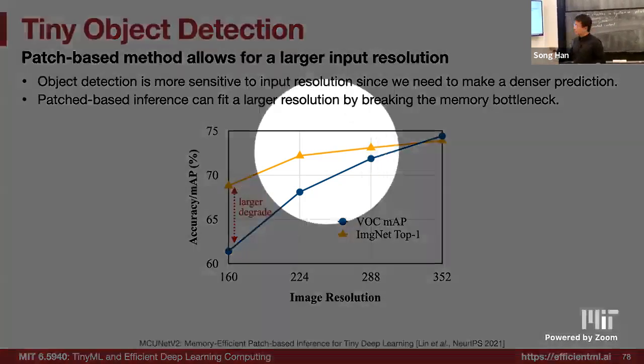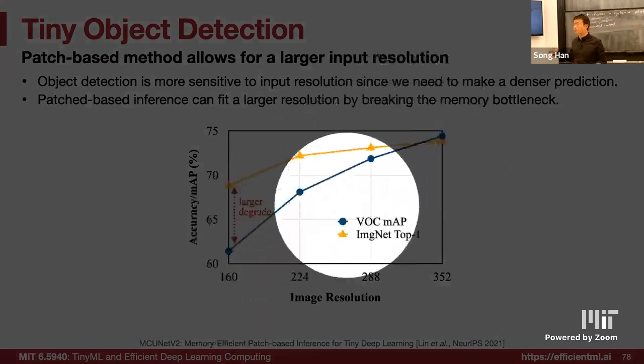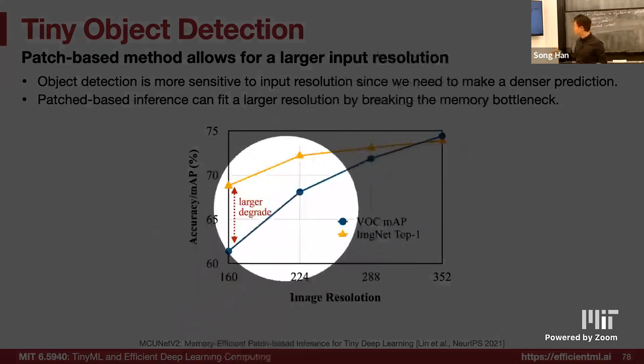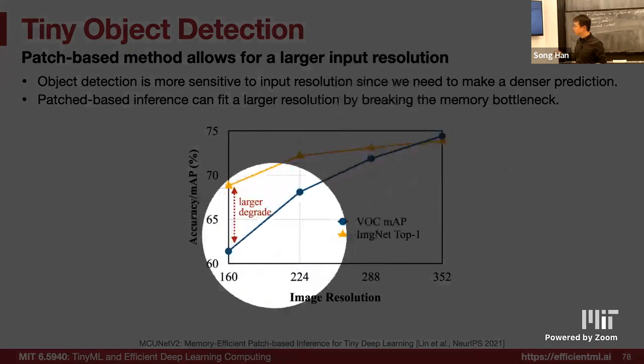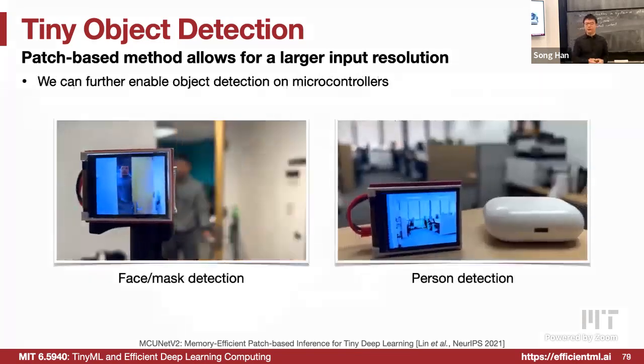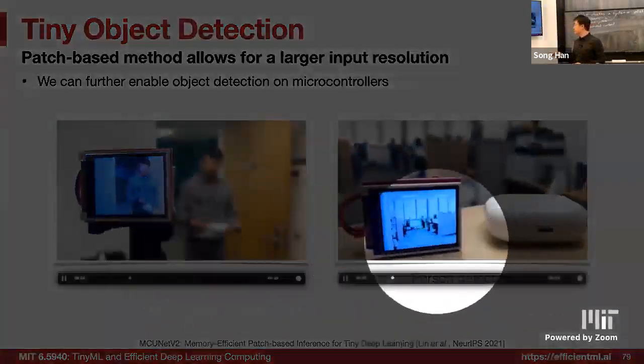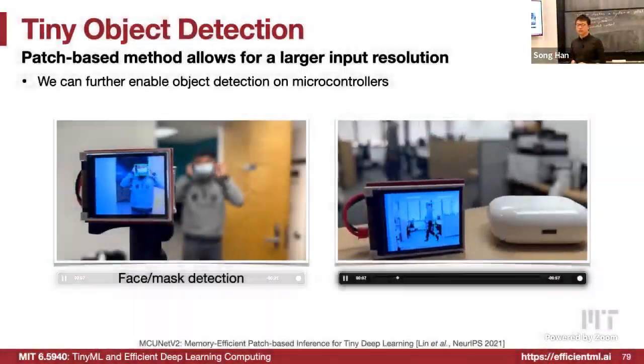But for detection to work, it's actually very sensitive to the resolution. If the resolution gets smaller, the accuracy drops very sharply here. So patch-based inference is very helpful to maintain the accuracy. Here's a demo for object detection. This is face and mask detection. This is person detection.